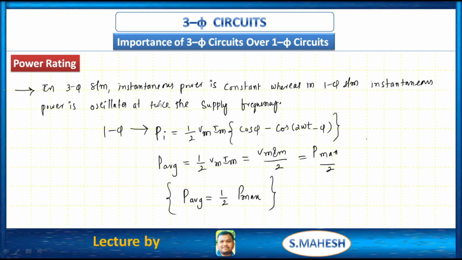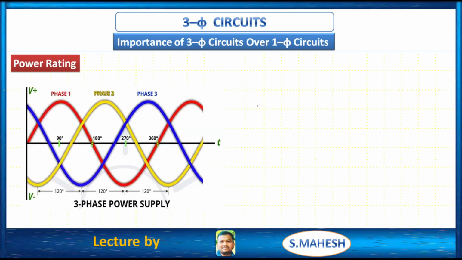So this is the instantaneous power from the single phase analysis, right? Half Vm Im into cos phi minus cos of 2 omega t minus phi. So this is for example for R load. For R load, this is the average power, this is the instantaneous power. So in a three phase system the instantaneous power is constant, whereas in a single phase system the instantaneous power oscillates at twice the supply frequency.